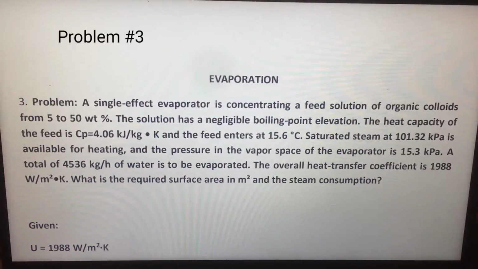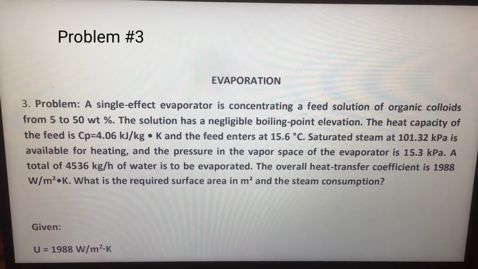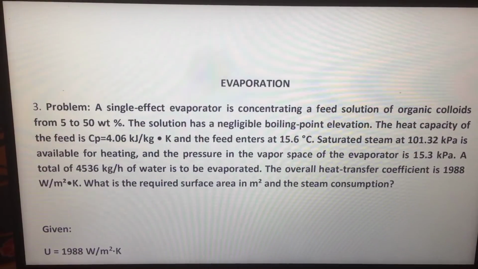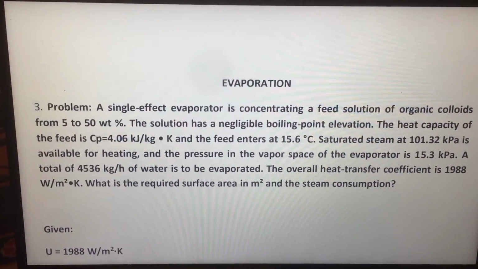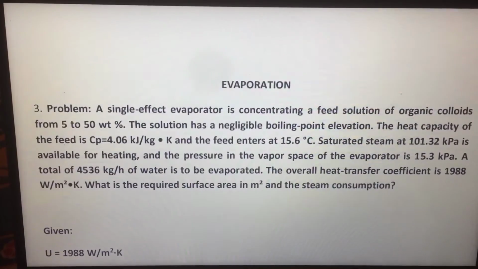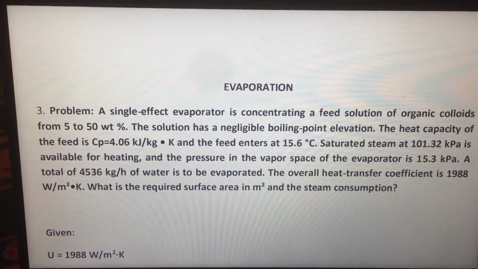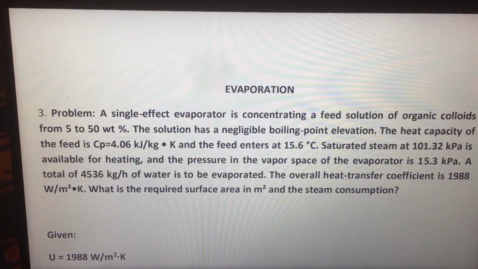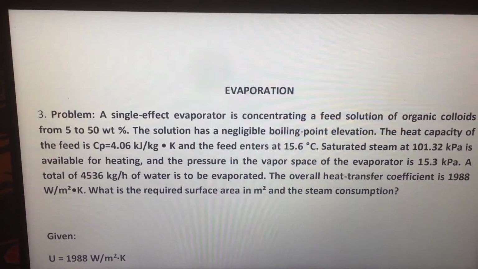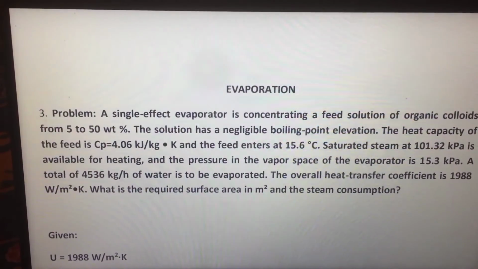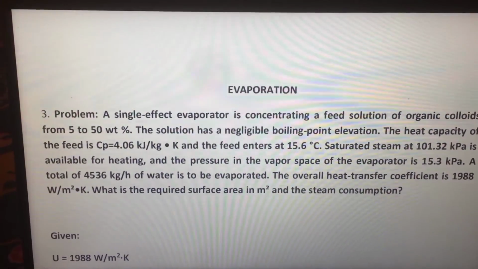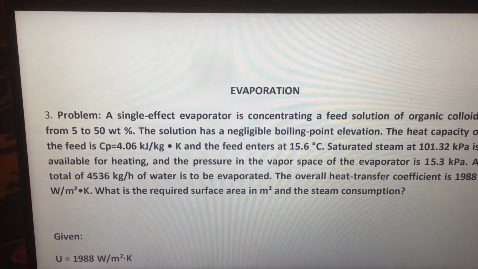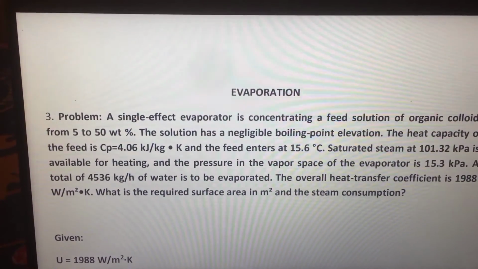Our third problem is evaporation. So the problem goes like this. A single effect evaporator is concentrating a feed solution of organic colloids from 5 to 58%. The solution has a negligible boiling point elevation. The heat capacity of the feed is Cp equals 4.06 kilojoules per kilogram per Kelvin, and the feed enters at 15.6 degrees Celsius. Saturated steam at 101.32 kilopascals is available for heating, and the pressure in the vapor space of the evaporator is 15.3 kilopascals.